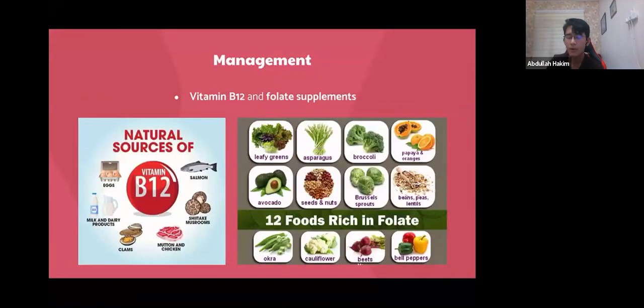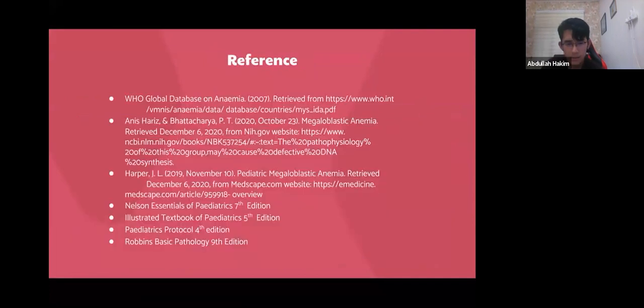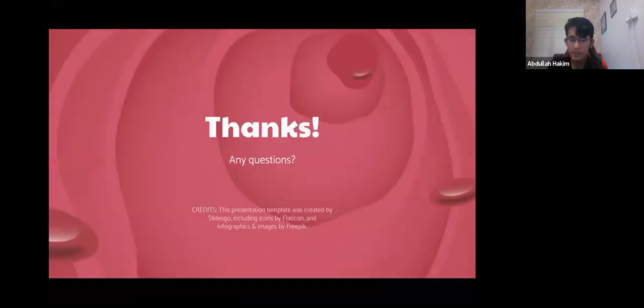So management for a patient with megaloblastic anemia: if the patient has vitamin B12 deficiency, we give vitamin B12 supplements, but for folate deficiency, we give folate supplements. So here are the natural sources, the diets for vitamin B12 and folate. I think that's all. So any questions?